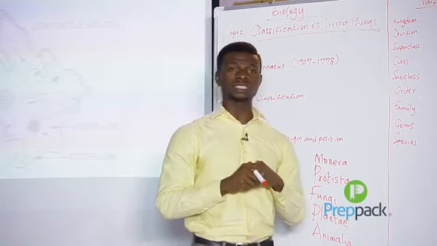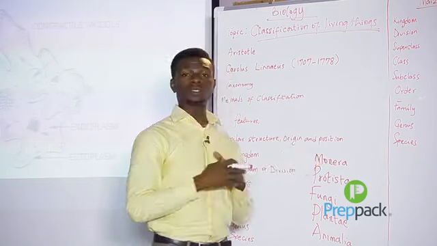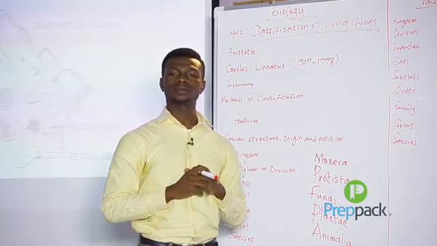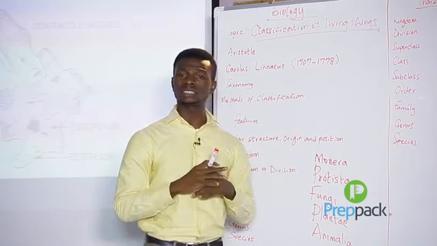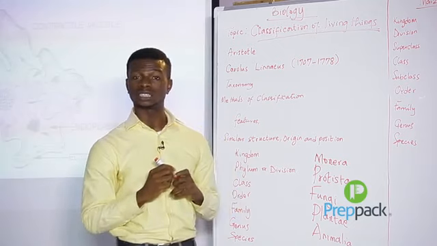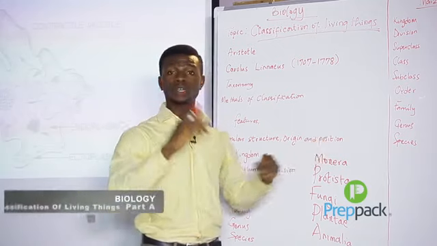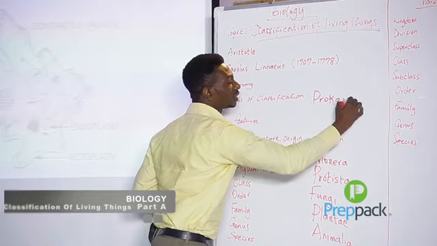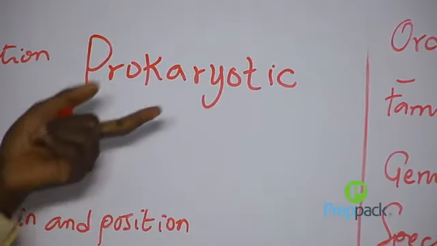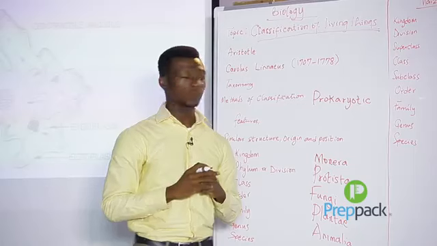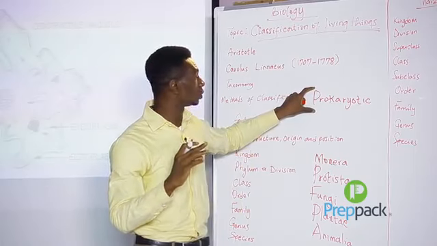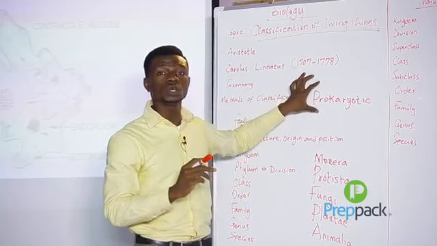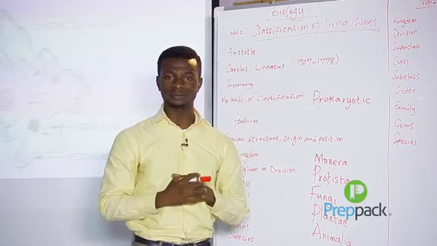Now, the representative examples of organisms in the Kingdom Monera are the what? Bacteria and the blue-green algae. Bacteria is a single-celled, unicellular organism that is said to be prokaryotic. What do we mean when we say prokaryotic? It simply means that it does not have a definite nucleus, which means the nucleus is not bounded by a nuclear membrane.